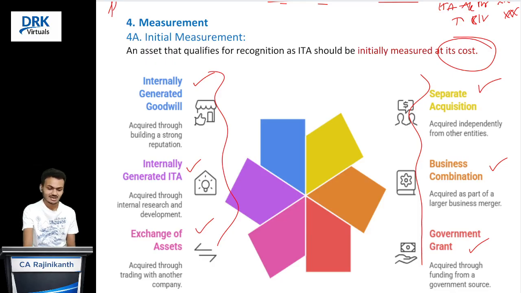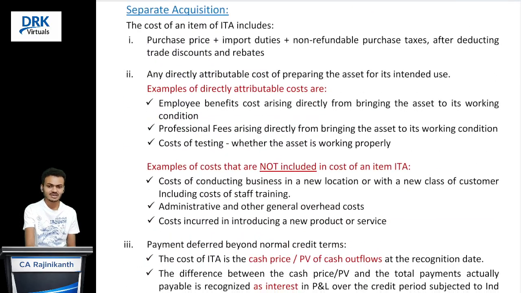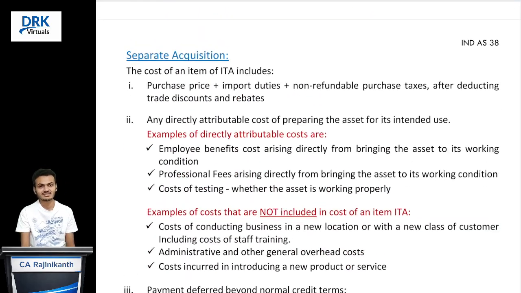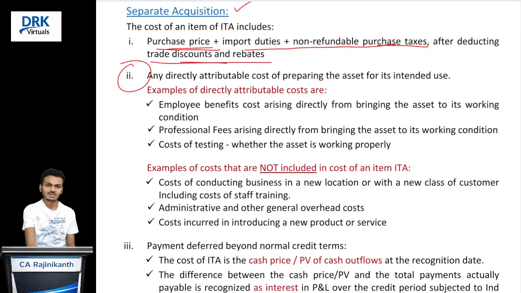Okay, let's start. First one, separate acquisition. Separate acquisition means what, sir? There is a ready-made intangible asset available in the market. We are purchasing that either on cash or credit basis. That's it. So the standard is saying that purchase price you capitalize, non-refundable duties and taxes you capitalize. If they are refundable in nature, we should not capitalize. And don't forget, reduce the trade discounts and rebates, but cash discount we should not reduce. And one more thing, any directly attributable cost we can capitalize.